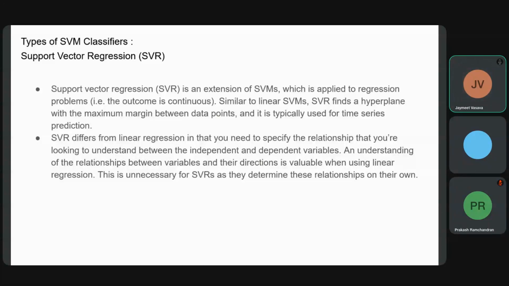And similar to support vector machines, support vector regression finds a hyperplane with the maximum margin between data points and is typically used for time series prediction. Now, SVR differs from linear regression, where in linear regression we define the relationship between the dependent and the independent variables. Here in SVR, the relationship is determined on its own by the SVR.